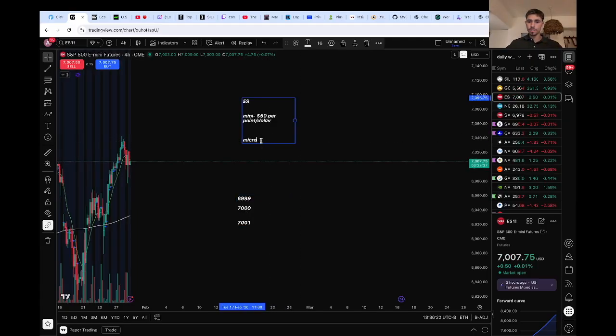So let's go to the micros next. The micros is going to be $5 per point. I really like trading micros because I can scale into a position, meaning I can buy one contract here, and if I really like the trade, I'll buy another one and another one and work my way up to 10 micros. 10 micros is going to equal one mini because 10 times 5 is $50. So if I'm risking $5 per point, that means if it goes from 7,000 to 7,001, then I just made $5.